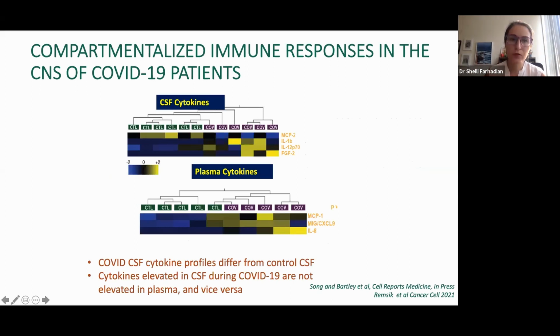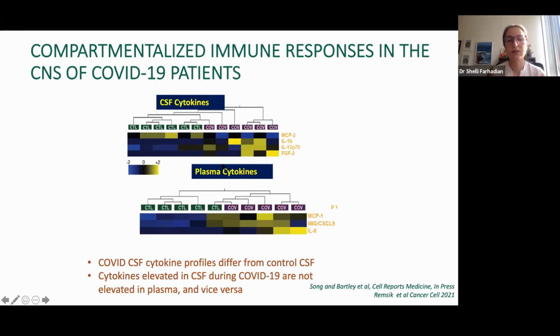And so to further explore this and to follow up on those single cell results, we next measured 71 cytokines in the CSF and blood of our COVID-19 patients and controls. And we found that certain cytokines, including IL-1 and IL-12, were elevated in the CSF of our COVID-19 patients, but not in the plasma. And likewise, we found that cytokines that were elevated in the plasma of the COVID-19 patients were not elevated in the CSF.